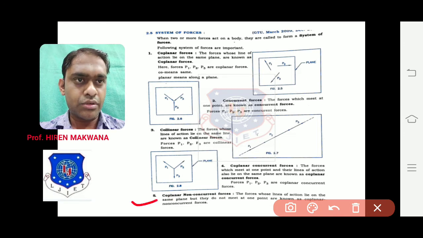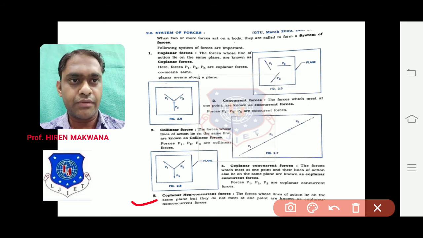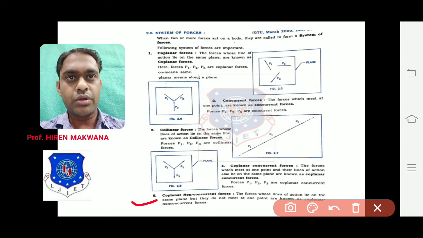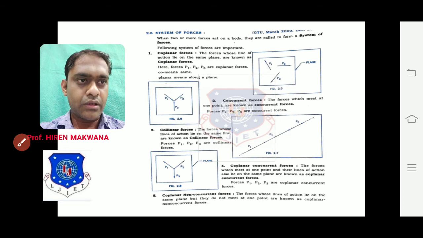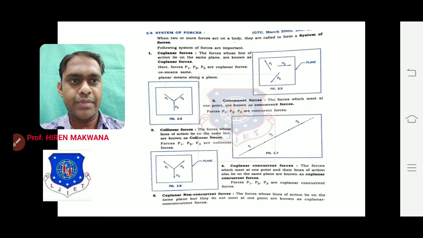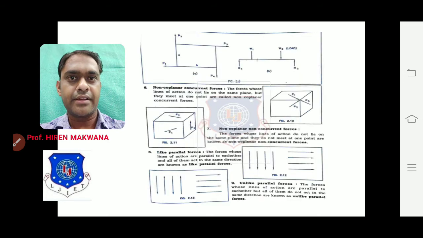Check next, coplanar non-concurrent forces. First of all, read the definition. We will see the figure on the next page. According to the name, coplanar means in the same plane, but non-concurrent means they are not intersecting at any point. The forces whose line of action lie in the same plane, but which do not meet at one point, are known as coplanar non-concurrent forces. It is very clear from the definition itself. Let us see the figure of it. Here it is.